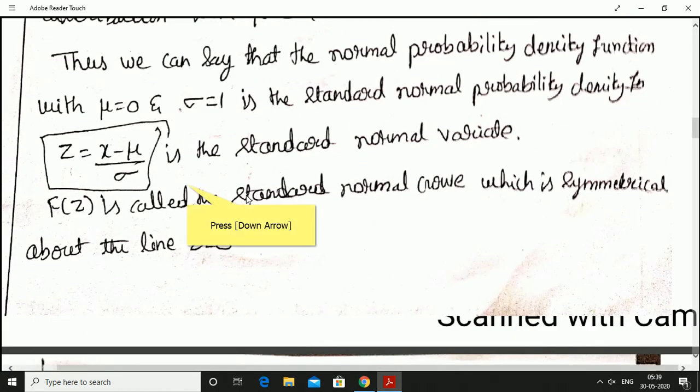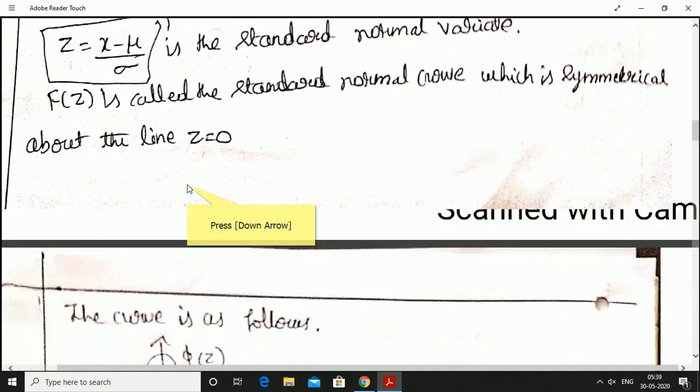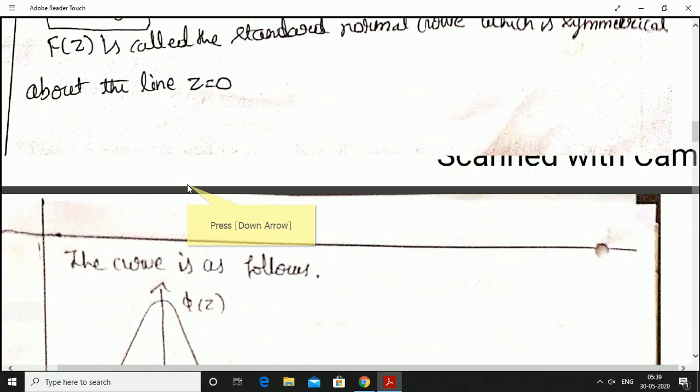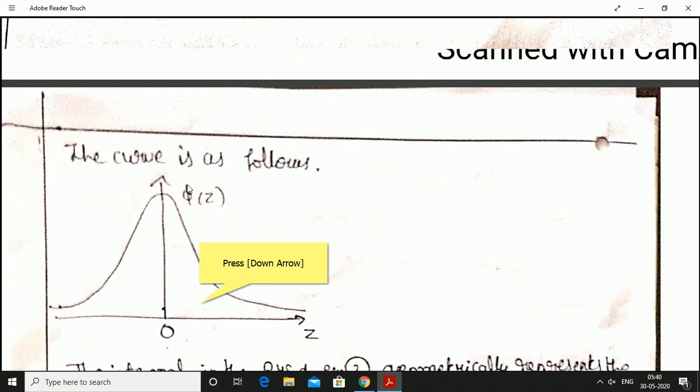The graph of this standard normal probability distribution, standard normal density function, is a bell-shaped curve. The total area of this curve is equal to 1. It is symmetrical about the line z is equal to 0. It varied from minus infinity to plus infinity.